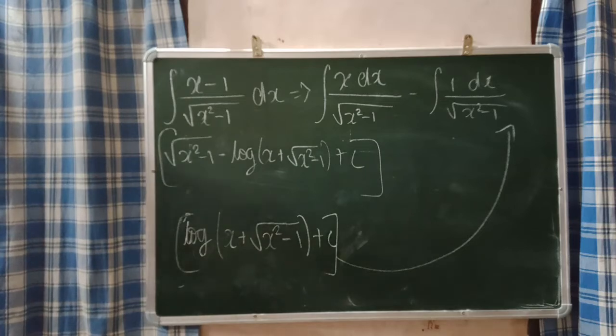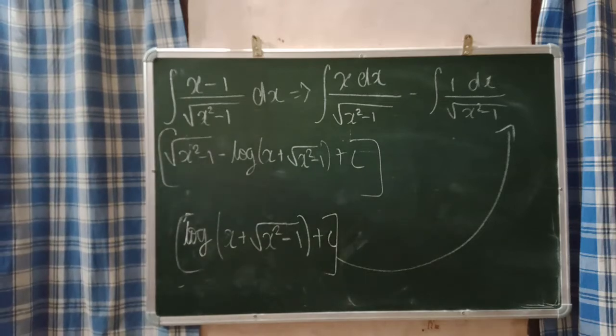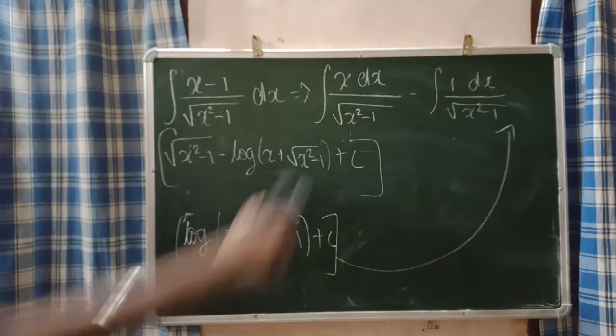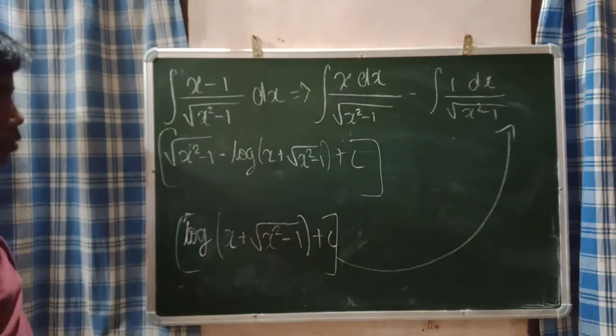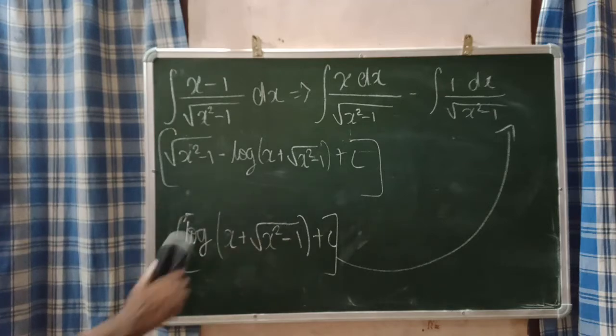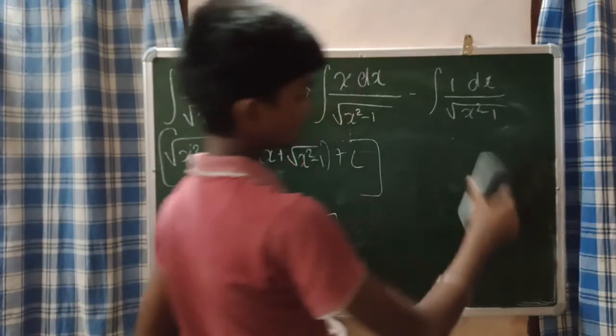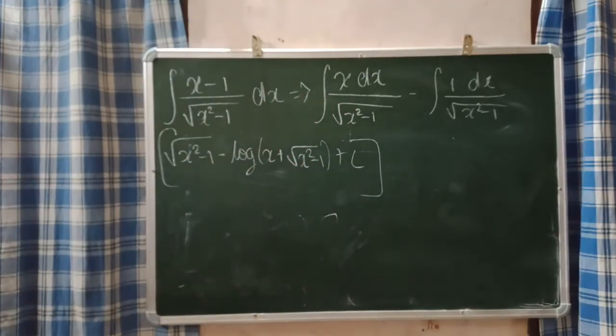So this is the answer for the question: root of x square minus 1 minus the log of x plus root of x square minus 1, plus some constant, because this integral value is root of x square minus 1 and this integral value is log of x plus root of x square minus 1. And that is the answer for your 7th one.